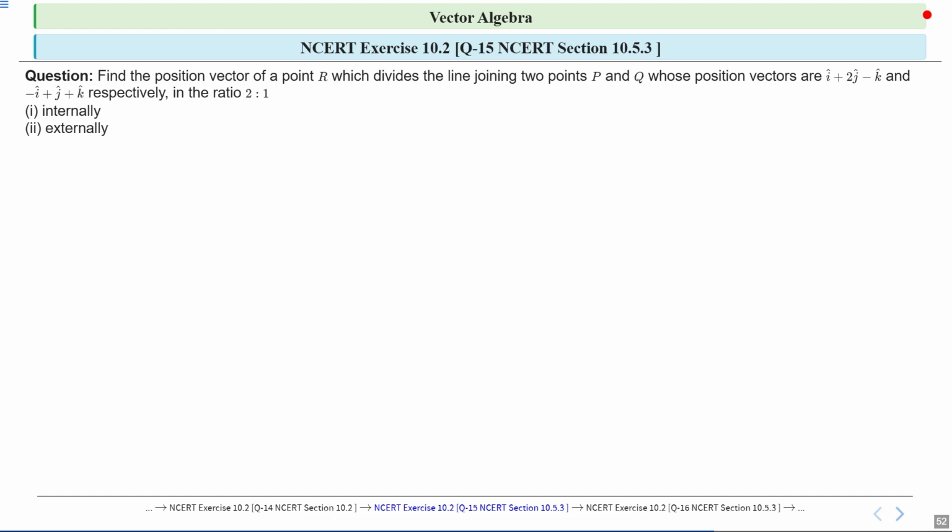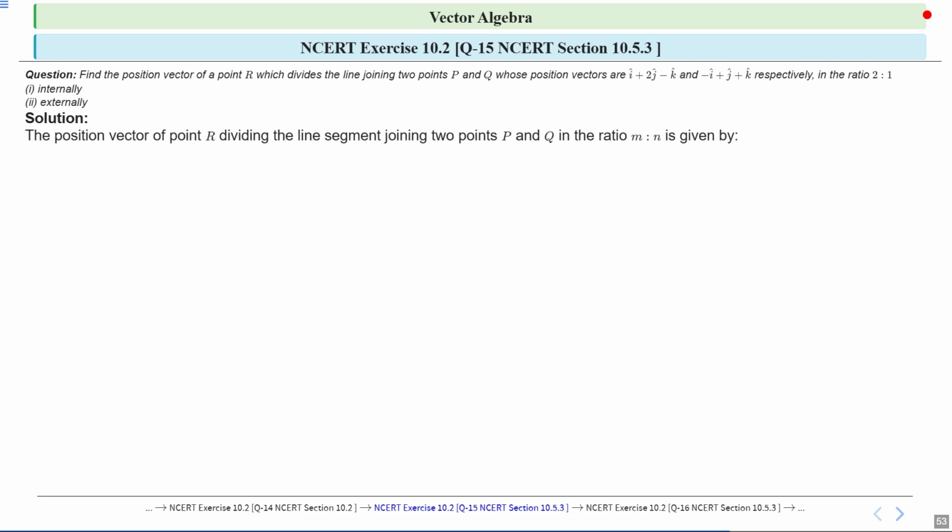NCERT exercise 10.2 question number 15, which says find the position vector of a point R which divides the line segment joining points P and Q, whose position vectors are i cap plus 2 j cap minus k cap and -i cap plus j cap plus k cap respectively, in the ratio 2:1, first internally, second externally. So let's see how we can solve this.